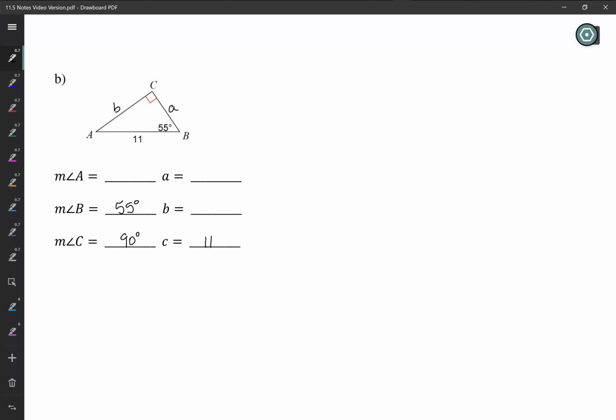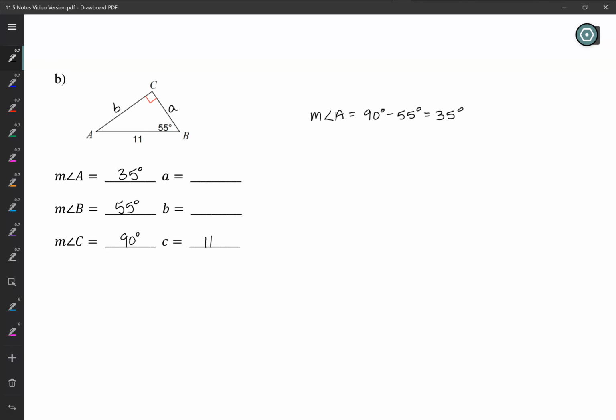The first thing we will solve on this is we're going to figure out how big angle A is. So the measure of angle A, well, the right angle's 90. That leaves 90 degrees for these 2 to add up to. So 90 minus 55 degrees is 35 degrees. You can check, make sure those 3 angles always add to 180. And they do.